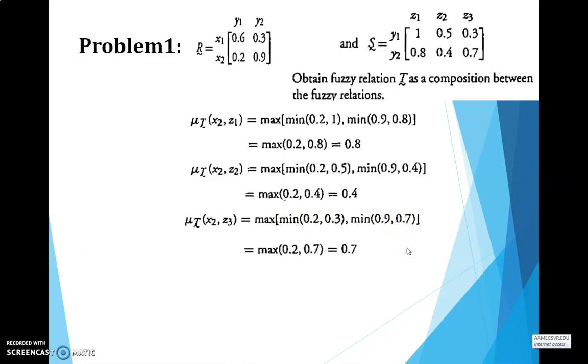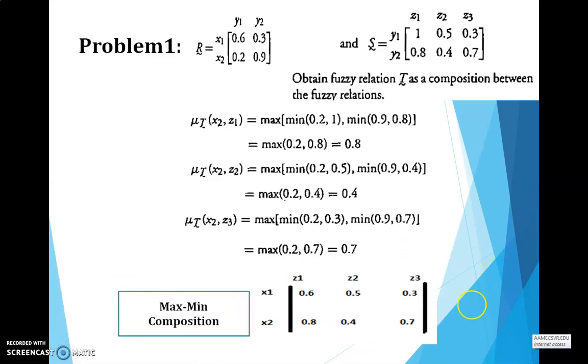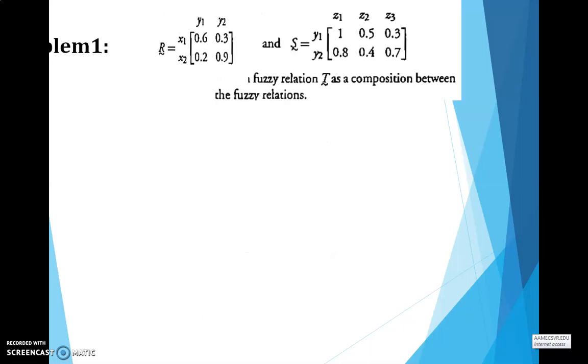Now we tabulate the second row inside this relationship. So the result will be the max min composition of R with S. We have the second row 0.8, 0.4 and 0.7. In the same way, for the same problem, we can calculate the max product composition also. We will check how to do the max product composition.